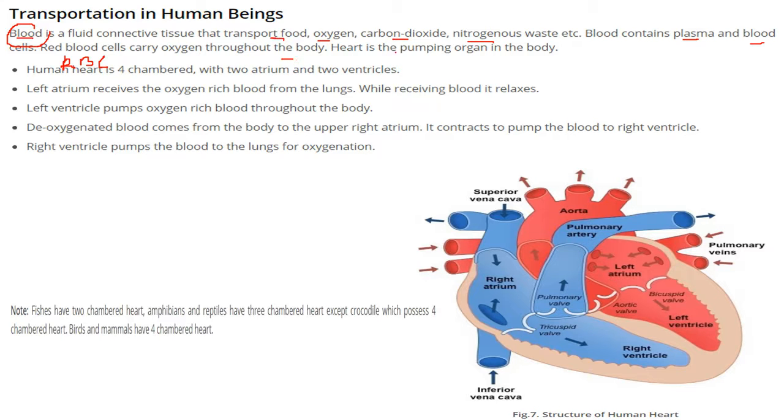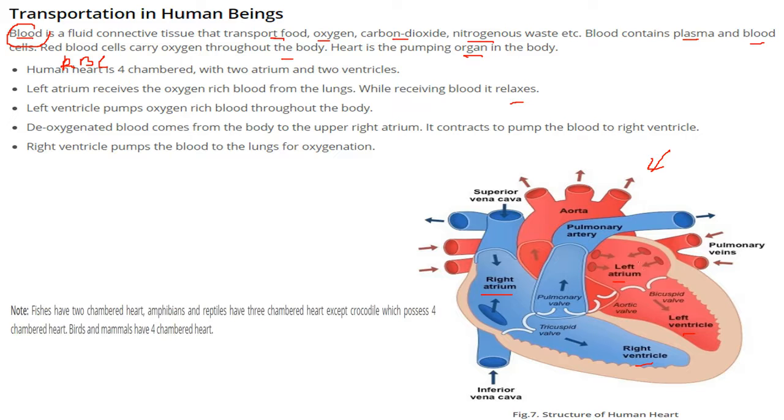And the heart is the pumping organ in the body. Right from when you are an embryo in your mother's womb till you die, there is one thing which is always beating, which is your heart. So the heart has 4 chambers. In human beings, they are 4 chambered. These are 2 atriums, left and right atrium. Then we have 2 ventricles, left ventricle and right ventricle.